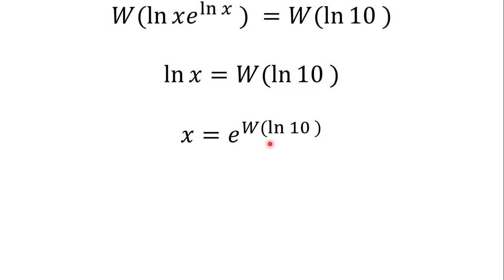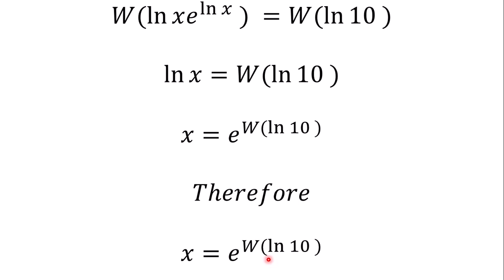Okay, so the value of x from the equation is e raised to the power W of natural log of 10. Therefore x is equal to e raised to the power W of natural log of 10. Now when you plug this into the equation, you could see that both left and right hand side will be the same.